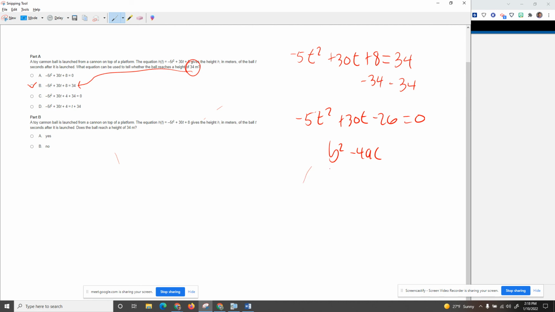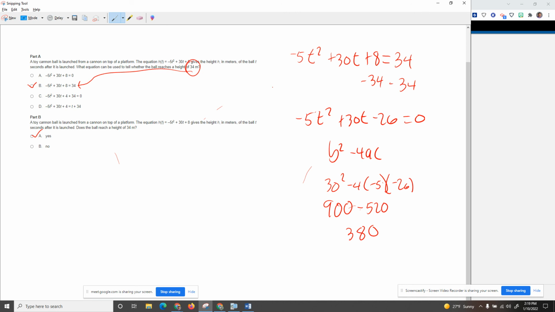We're going to substitute 30 in for B, negative 5 in for A, and negative 26 in for C. 30 squared is 900. Then negative 4 times negative 5 is 20, and 20 times 26 is negative 520. So 900 minus 520 is 380. That 380 is a positive number, so the answer is yes. If 380 was negative, then the answer would have been no. And 0 counts as yes if it was 0.